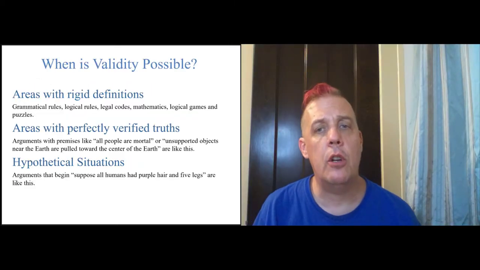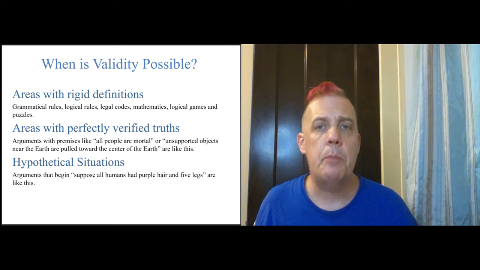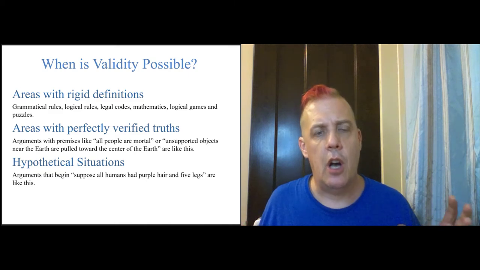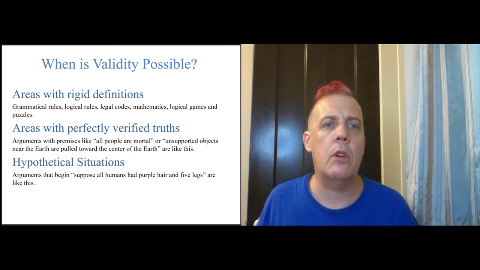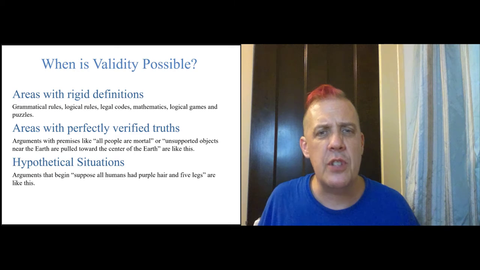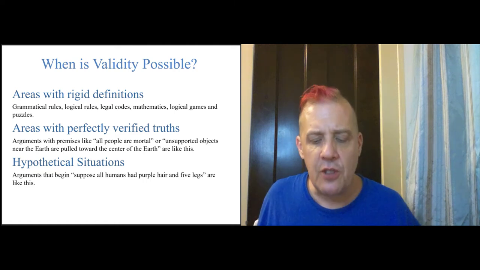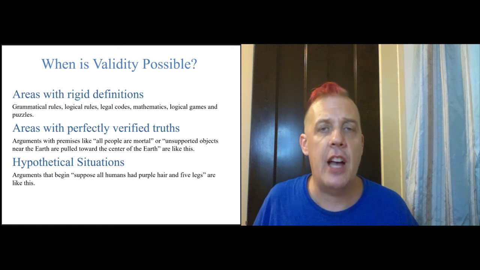An important thing to note about validity is that validity is actually only possible in a very narrow range of situations. Basically, you have to imagine that you've got some perfect premises that are rigid enough to support a valid inference. So grammatical rules, logical rules, the rules of mathematics, these are common areas where we think we've got these kinds of rigid definitions. We also tend to think that some of the things we know are so perfectly verified that they would count.